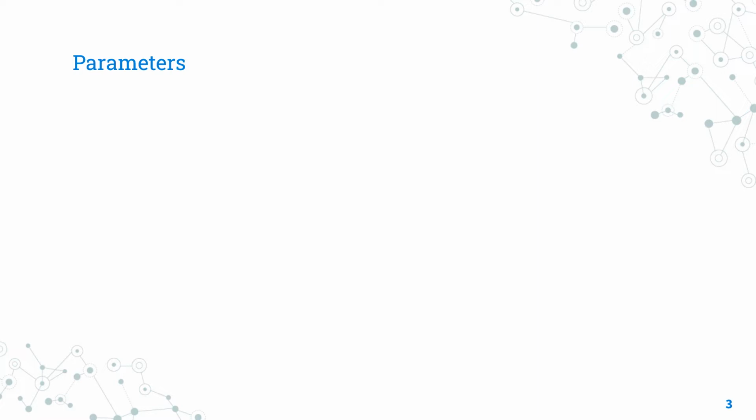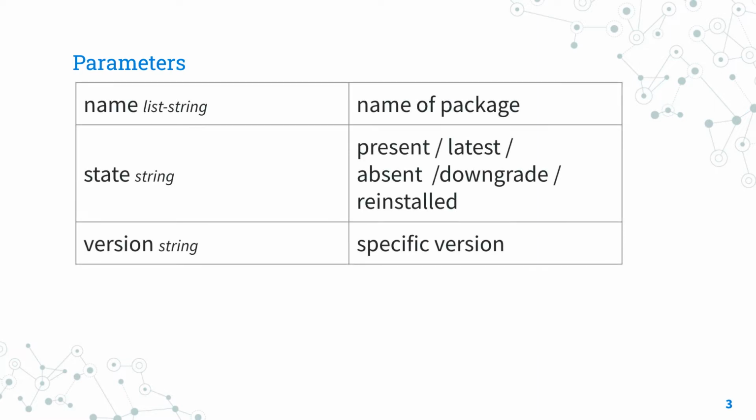Parameters. The parameter list is pretty wide, but these four are the most important options. In the name parameter, you are going to specify the package name or a list of packages. If you would like to install a specific version, you could specify that in the version parameter. The state specifies the action that we would like to perform. In our case, for install, it is present or latest.